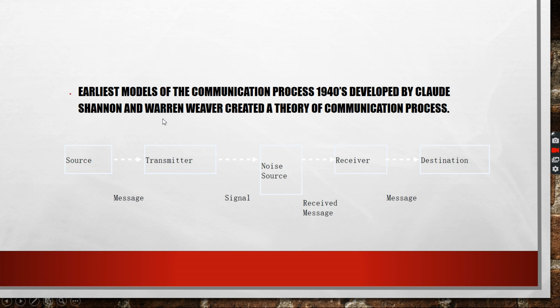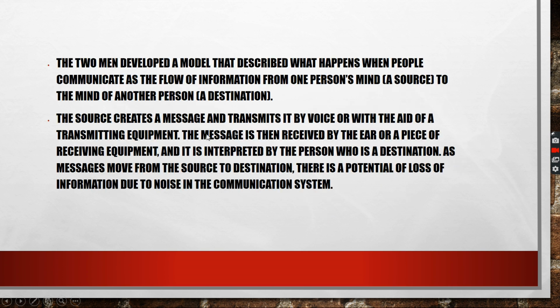The noise could be physical, could be semantic, could be your wandering thoughts and so on. And then you have a receiver and the destination. The message travels all the way to the receiver and destination. So the problem with this model or theory is that, before that, it's basically a model that describes what happens when people communicate as the flow of information from you to the receiver, from the source to the receiver. The source creates a message and transmits it by voice and so on and so forth. We have gone through that.